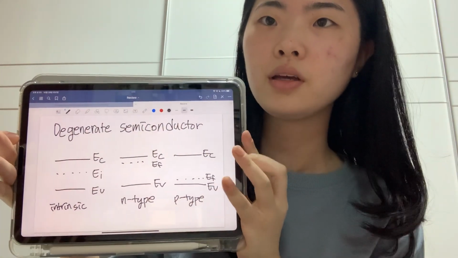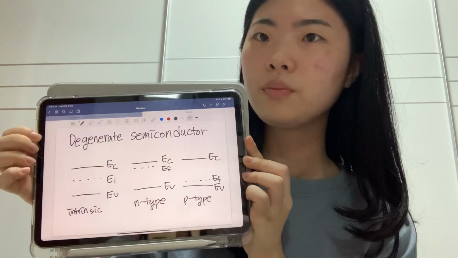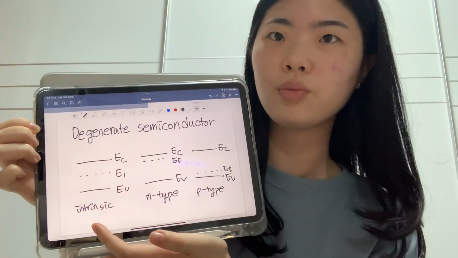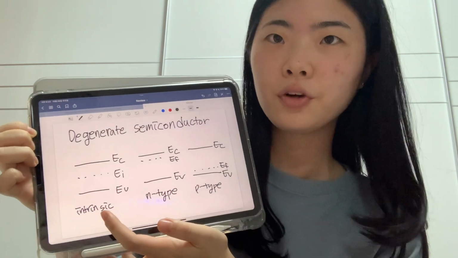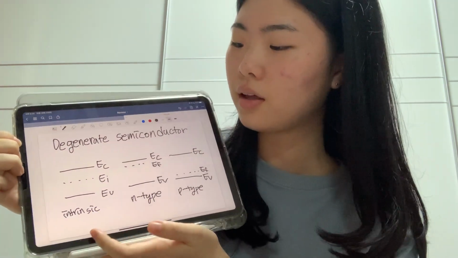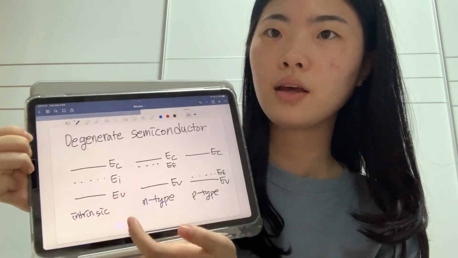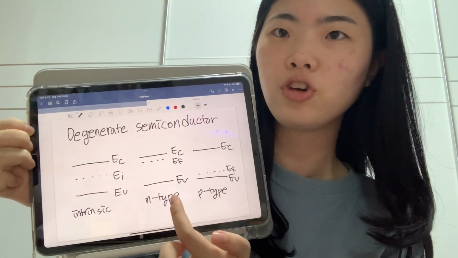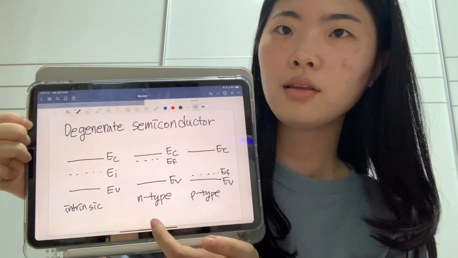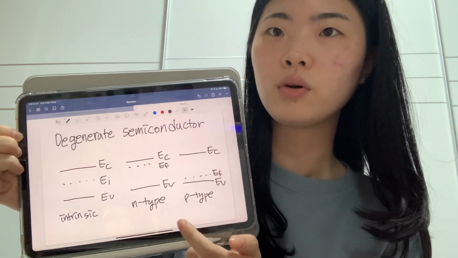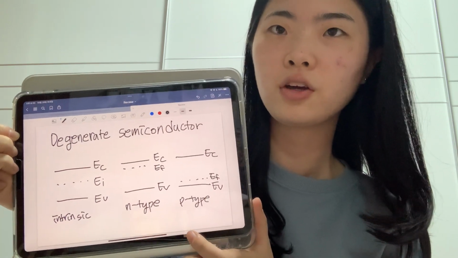There are three energy band gaps in here. First, this is the intrinsic semiconductor energy band. This is the original energy band gap. Then if we dope something, a donor or acceptor, the energy band gap will be changed like this. This is the n-type semiconductor energy band gap, and this one is the p-type semiconductor energy band gap.